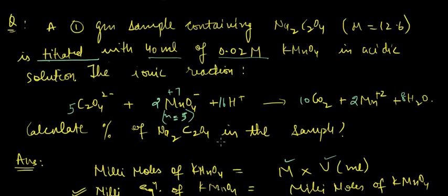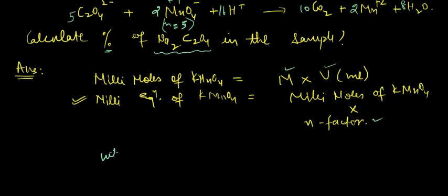Okay, now we have to calculate the percentage of Na2C2O4 in the sample. That means the whole 1 gram sample is not completely comprised of Na2C2O4. That's why percentage is asked. So this implies that there must be some impurity in the sample. So let's say the weight of Na2C2O4 in the sample was X grams.